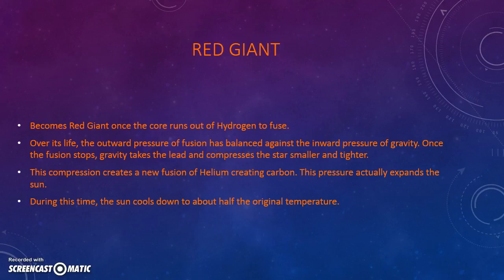When the core of our sun runs out of hydrogen atoms, it will become a red giant. Gravity is now stronger than the pressure of the fusion and starts compressing the sun. Helium will now combine to make carbon, and this actually expands the sun. Believe it or not, when the sun expands, there is a chance Earth will be swallowed in the process. Since the sun will have more area to cover, the heat will decrease to about half of its original temperature.